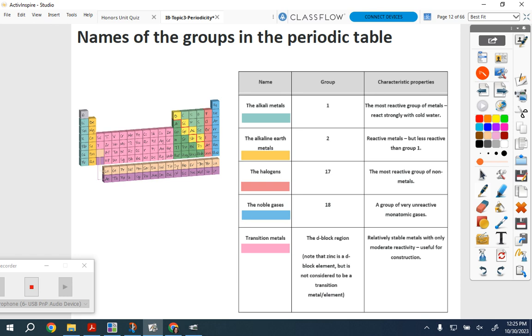So our group 1 minus hydrogen is called the alkali metals. These are our most reactive metals. And we'll be talking about trends in reactivity and some other things within that group of metals.